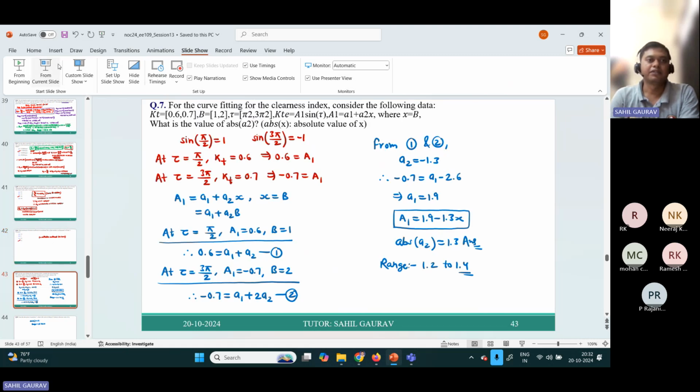In the next problem, for the curve fitting of the clearness index, consider the following data. K_T this and B is this, and tau is given from this range. K_T is A1 sin tau, and A1 is A1 plus A2 x, where x is B. What is the value of epsilon A2? Epsilon of x is the absolute value of x.